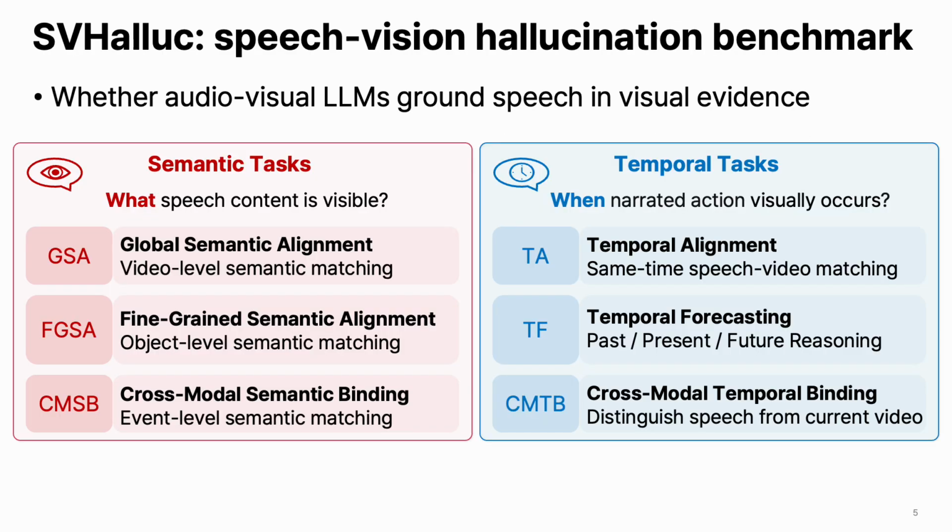To study this problem, we propose SVHalluc, a benchmark for evaluating whether audiovisual large language models can ground speech in visual evidence. The benchmark contains two major task groups. The first group evaluates semantic hallucination. What speech content is visually spotted? The second group evaluates temporal hallucination. When does the narrated action visually occur? Across these two groups, we design 6 diagnostic tasks.